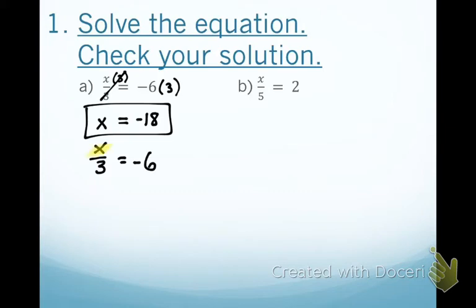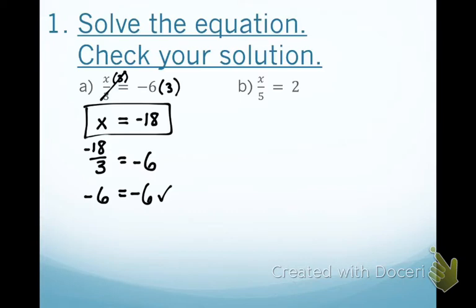What is x? It's negative 18. So I'm going to go ahead and erase that right there, and I'm going to plug in my negative 18 instead. Now you can see negative 18 divided by 3 equals negative 6. I'll drop it down. Drop down your equal sign, and then we're just going to drop this negative 6 down, and that's true. Negative 6 does equal negative 6, so it checked out. Let's go on to problem B.